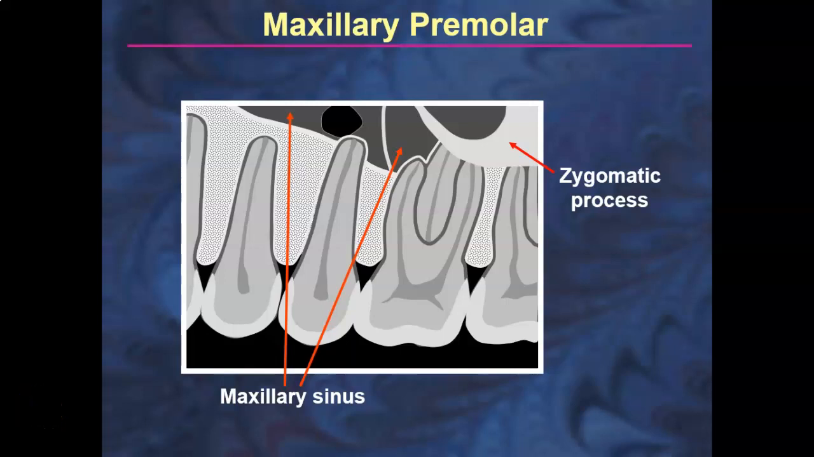Okay, so the areas that you'll see on the maxillary premolar that'll be radiolucent will be the maxillary sinus, and then the areas that you would expect to see that are radiopaque would be the zygomatic process. Now this can get confusing because you're also going to see the floor of the maxillary sinus, and sometimes people get confused between the zygomatic process and the floor of the sinus. So we'll look at that and figure out how we can tell one from the other.